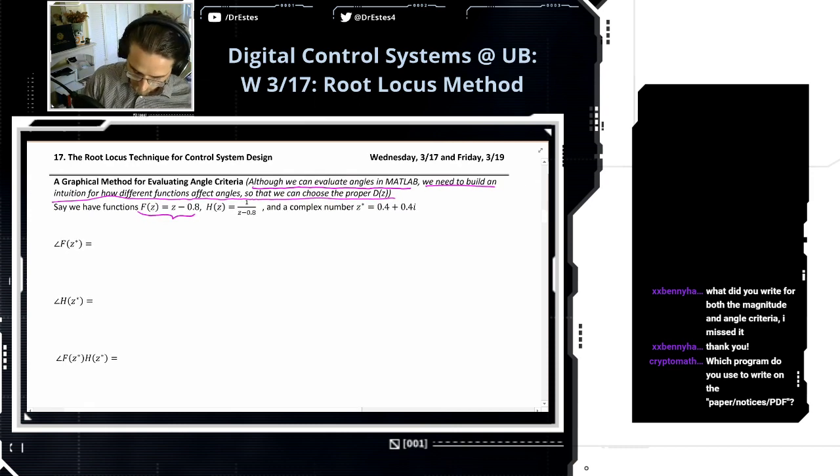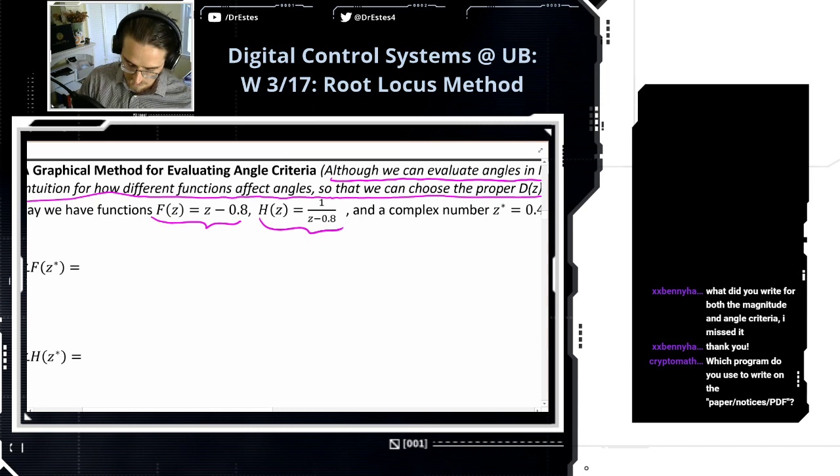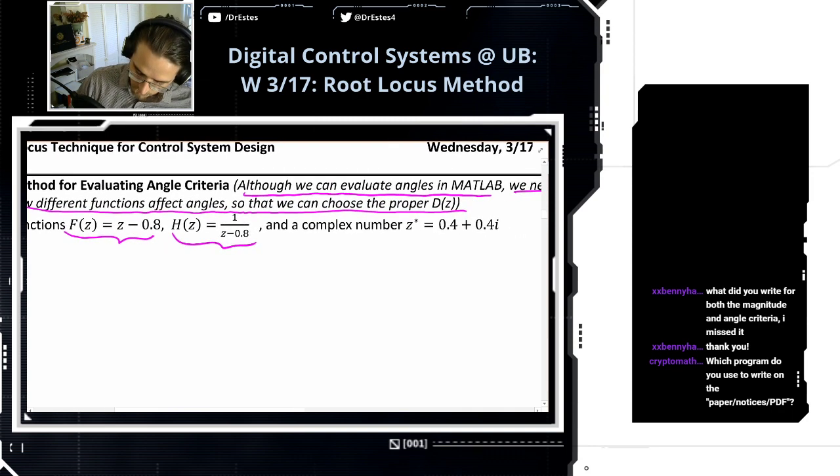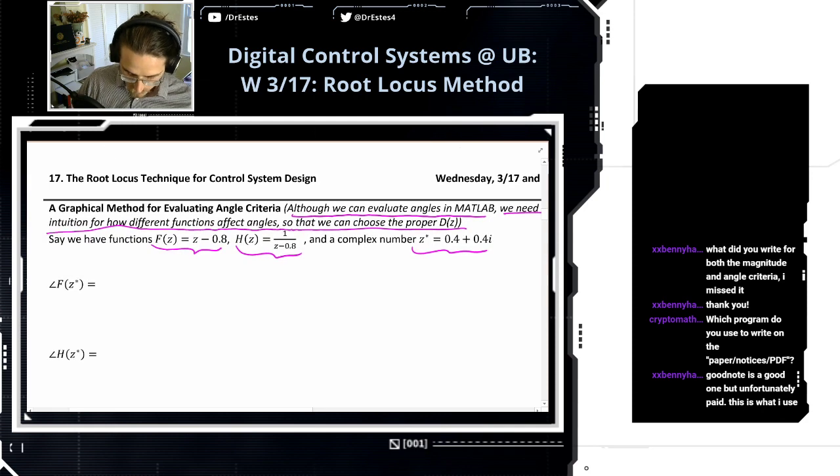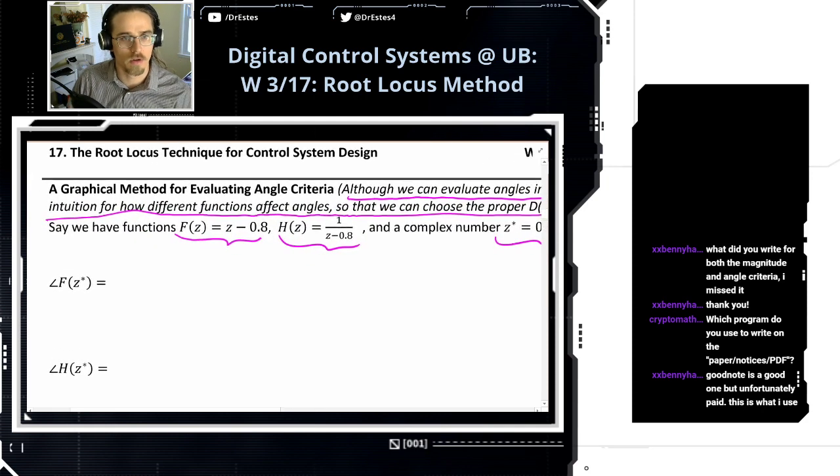So let's say we have two functions, F of Z and H of Z. These are very similar to each other. H of Z is just 1 divided by F of Z. And let's say we have a complex number Z star, just 0.4 plus 0.4i. Okay. So I want to evaluate the angle of F of Z.